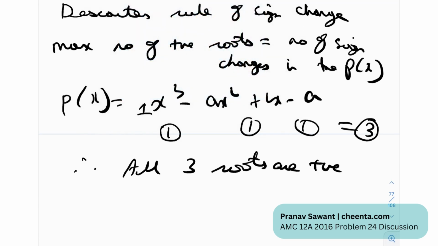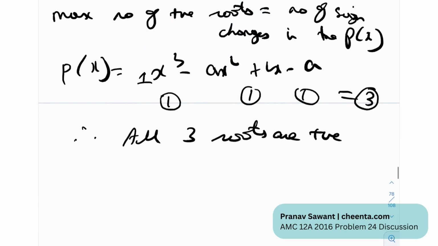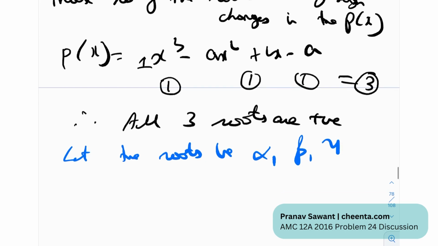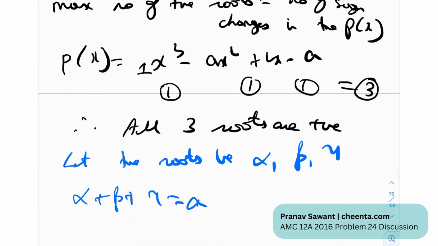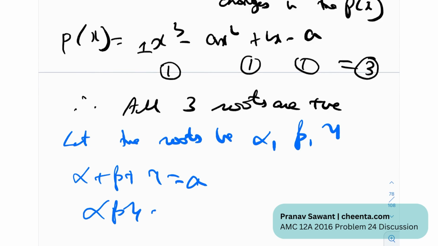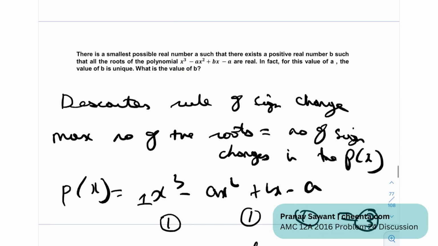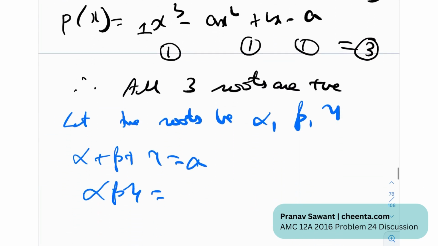Now that's really good, because now I can apply something called the AM-GM inequality. So let the roots be alpha, beta, gamma. And by Vieta's relations, we essentially know that alpha plus beta plus gamma is minus b by a, that will be a. And alpha beta gamma will be nothing but minus d by a, which is also a.